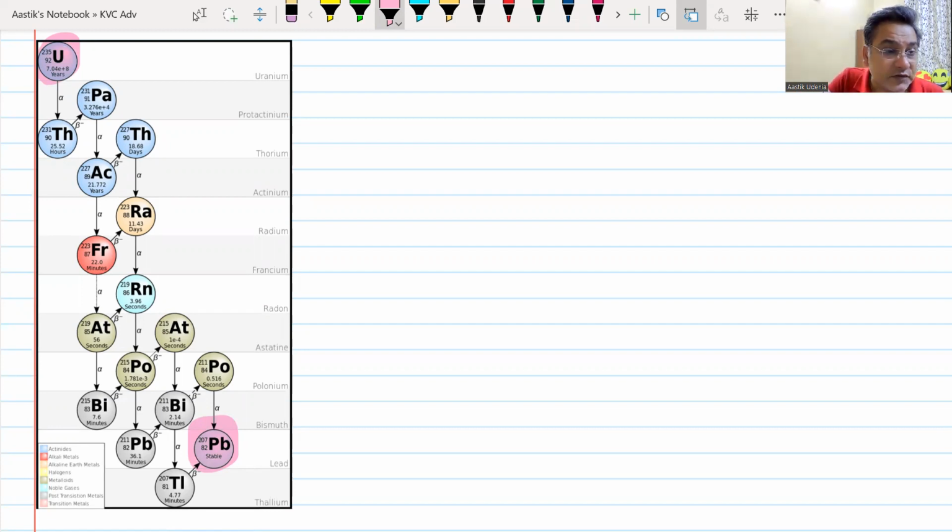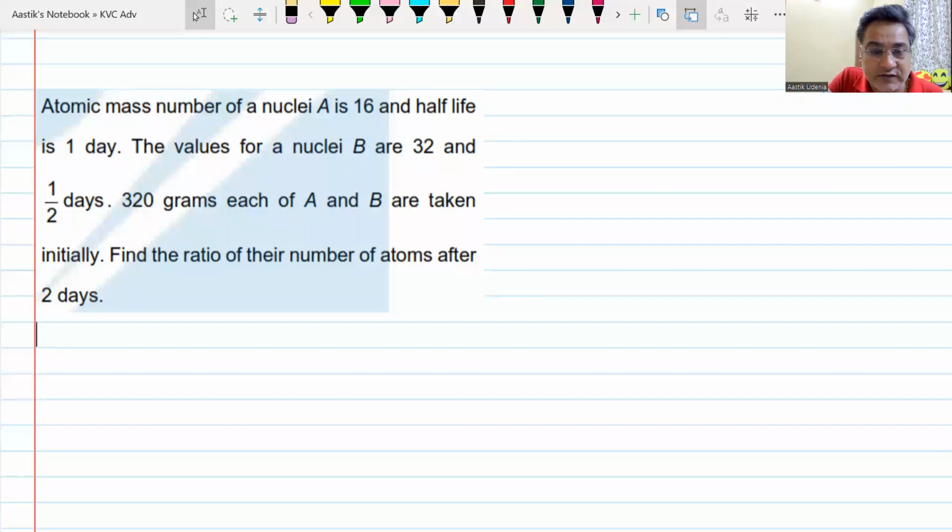And this is the first one that you are going to take from your previous year papers. This is from the January attempt, 29 January shift 2, and I'll give you 2 minutes to solve this. So what is the answer? The answer is 8.